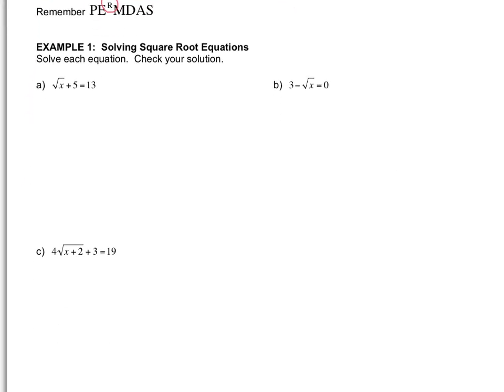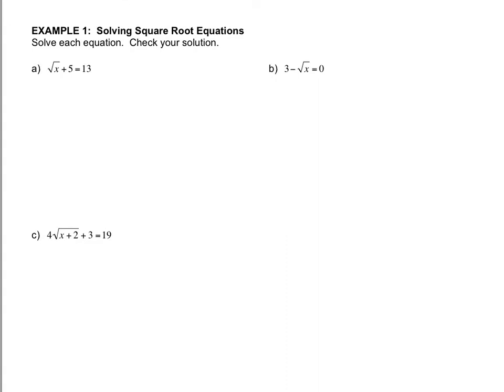So first of all, we have example 1. Solve each equation, check your solution. What we want to do first is isolate the square root by itself. By doing that, we'll then be able to take a look at squaring both sides. So as we usually do, we undo the plus 5. We're left with the square root of x equals 8.